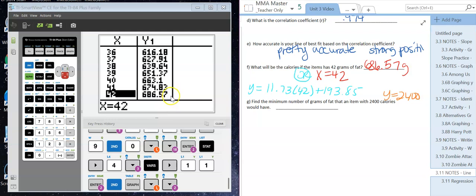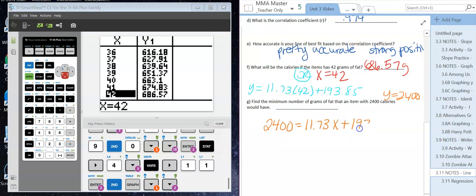So what I would do here is I would plug this into the equation for Y. So Y is the first number, 2,400. Y equals 11.73X plus 193.85. And these are not always going to be pretty numbers because they're lines of best fit. They're not necessarily exact. So what we want to do now is solve for x, because we're looking for what is x, how many grams of fat, when y equals 2,400. Okay, so I'm going to subtract the 193.85, and yes, this is an ugly problem, but you ain't got to do a lot of them, guys. You don't have to, okay?